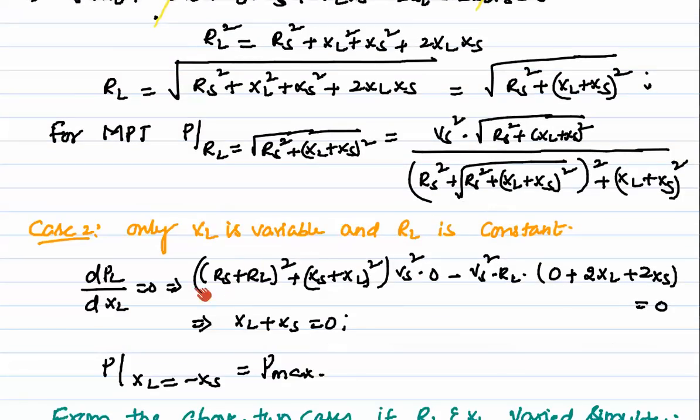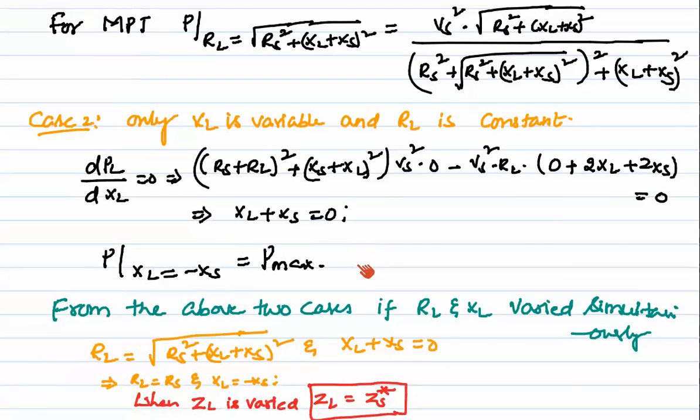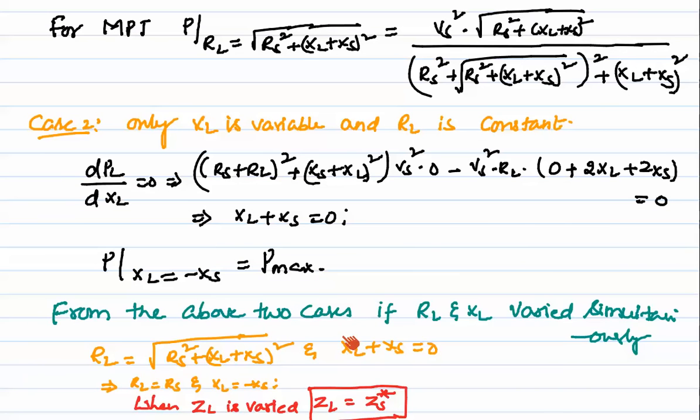In this case, when XL is variable and RL is constant, dou PL by dou XL is equal to 0, and we get that XL is equal to minus XS. This is the condition. So from the two conditions, we will combine these two conditions if RL and XL both are varied.